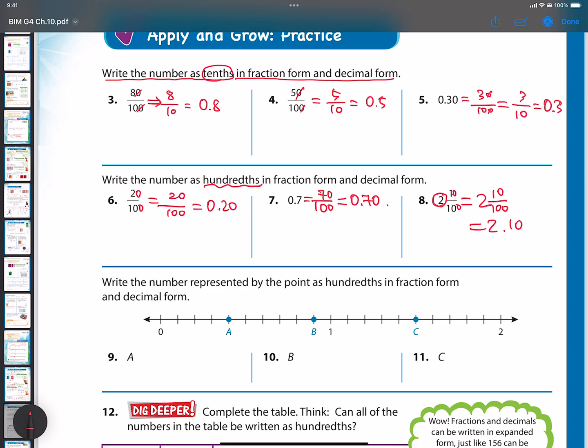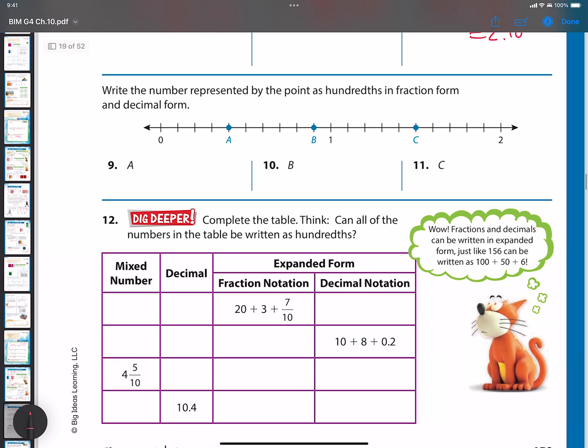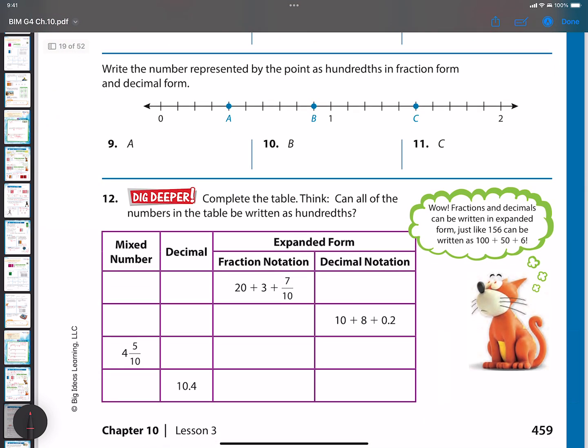Now number 9. Write the number represented by the point as hundredths in fraction form and decimal form. Okay, it says hundredths. Now this is one whole. So this is 1, 2, 3, 4, 5, 6, 7, 8, 9, 10. Oh, okay. So now here we got this. This is 4 over 10, because this is split into 10 equal parts.